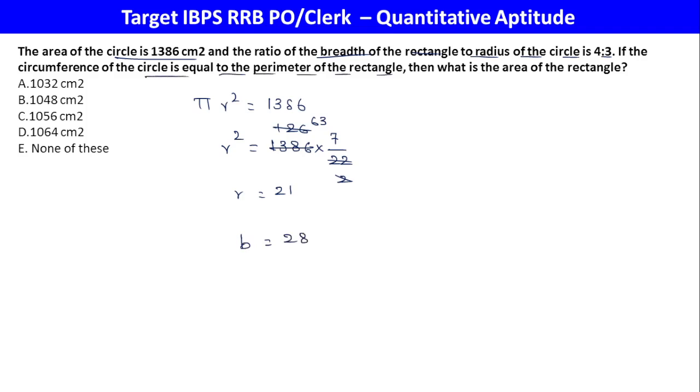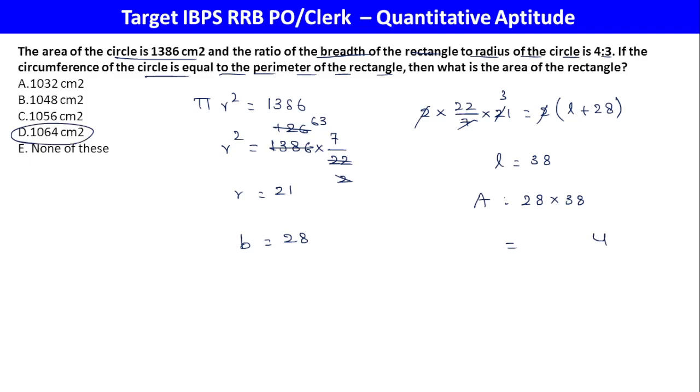If the circumference of the circle is equal to the perimeter of the rectangle: 2πr is 2 into 22/7 into radius 21, and the perimeter of the rectangle is 2 into (l plus b), with b as 28. So 66 minus 30 is 36, 38. The area of the rectangle is length into breadth, 38 times 28, 1064 centimeter square is the final answer for this question.